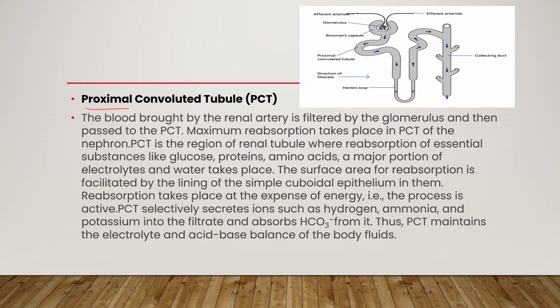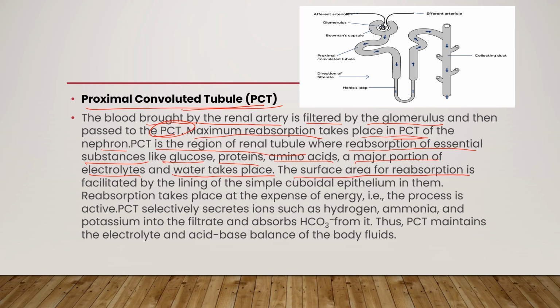So this is the proximal convoluted tubule. The blood which is brought by the renal artery is filtered by the glomerulus first, and it is then passed to the proximal convoluted tubule, or PCT. Now maximum reabsorption takes place in the PCT of the nephron. PCT is the region of the renal tubule where reabsorption of essential substances like glucose, proteins, amino acids, and a major portion of electrolytes and water takes place.